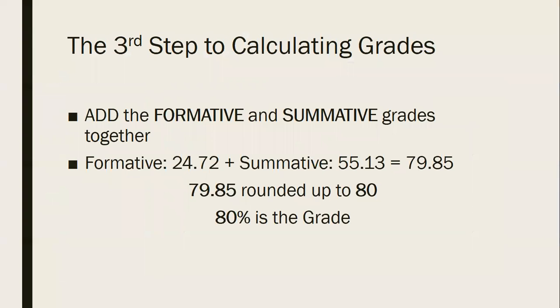Now, the third step is adding the formative and summative grades together. So we have 24.72, which was our formative grade, and our 55.13 summative grade, which gives us 79.85. Most people will, if you put this in a grade book, it'll be rounded up to an 80. So 80% is the grade.